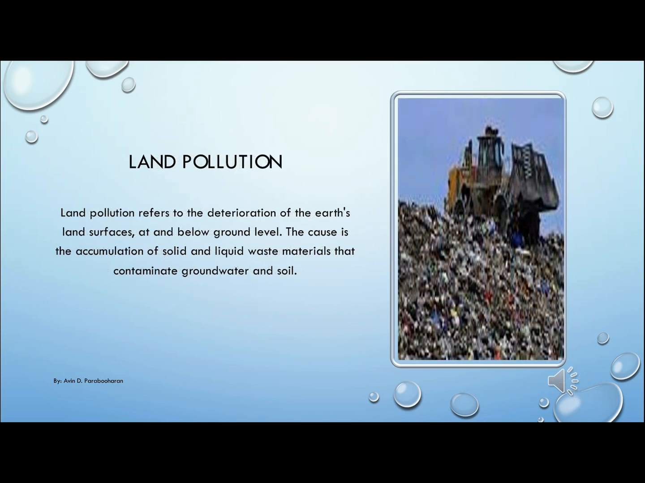Land pollution. Land pollution refers to the deterioration of the Earth's land surfaces at and below ground level. The cause is the accumulation of soil and liquid waste materials that contaminate groundwater and soil.